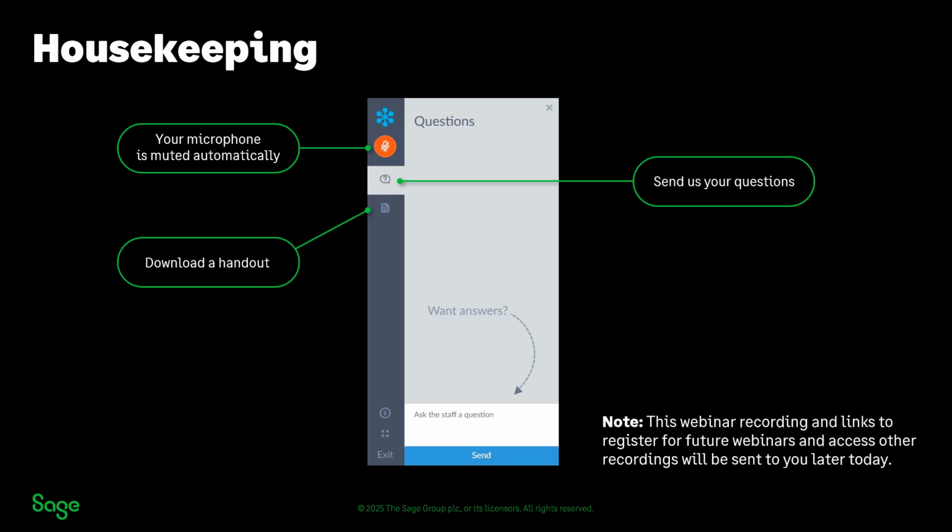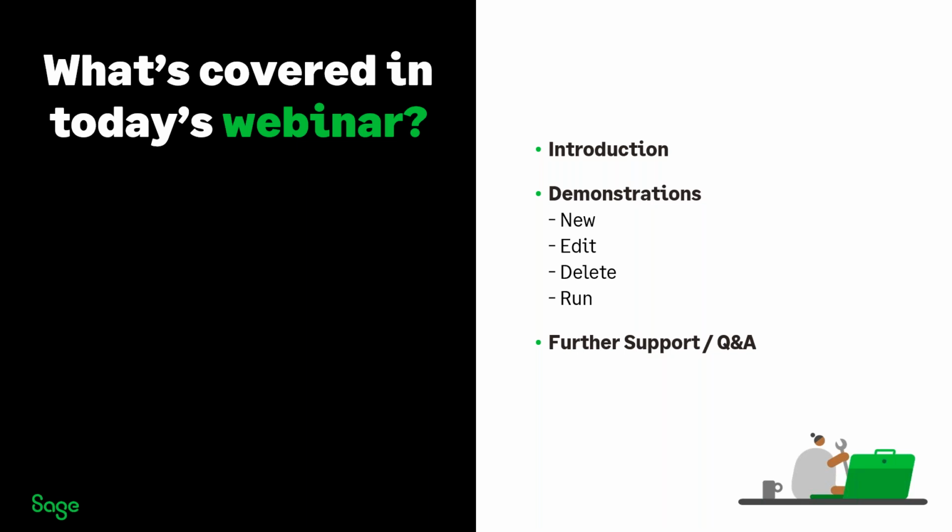Okay, so what we'll do is we'll get started. This is what we're going to be covering on today's session. We're going to start by introducing the batch reporting feature, which will then lead into a demonstration on how to create new batch reports, edit them, delete them, and how you can run the batch reports as well. Then towards the end, we'll come back to the slides to summarize the session.